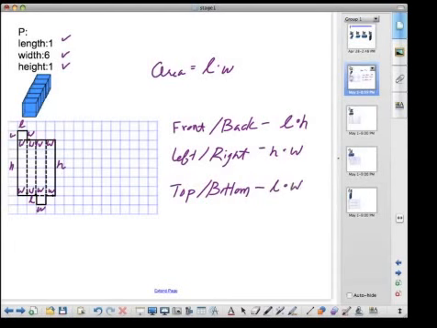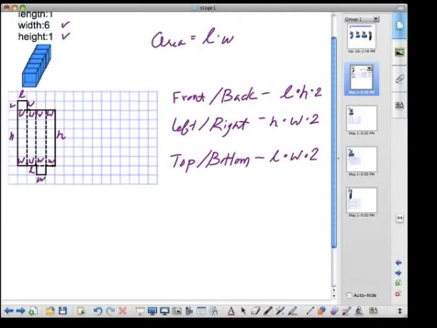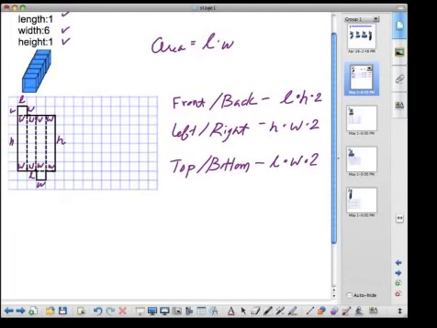For each of these little formulas here, I've got to account twice because both the front and the back have these same dimensions. Both the left and the right have these dimensions, and both the top and the bottom have these dimensions. So if I look at all these pieces, this kind of categorizes my information for me. And I've got all the values that I need. I've got length is 1, width is 6, height is 1. And I'm just going to make these substitutions.